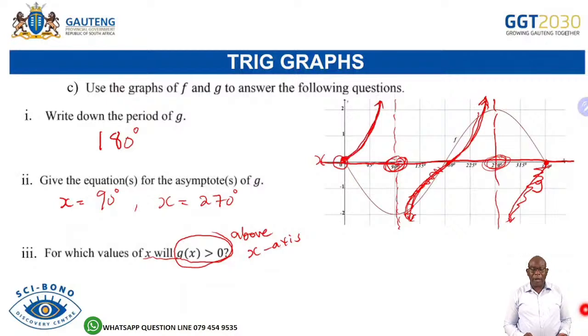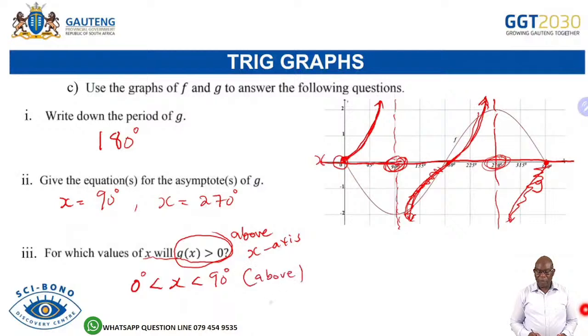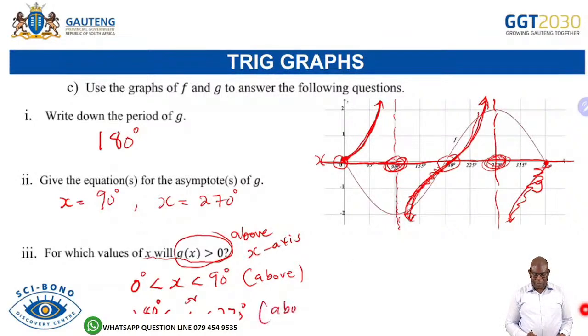This graph is above. So I'm going to write from 0 degrees to 90 degrees, the graph is above the x-axis. Right? Where again is the graph above? From 180 degrees to 270 degrees, x will be less than 270 degrees, but it's greater than 180 degrees because it is above the x-axis.